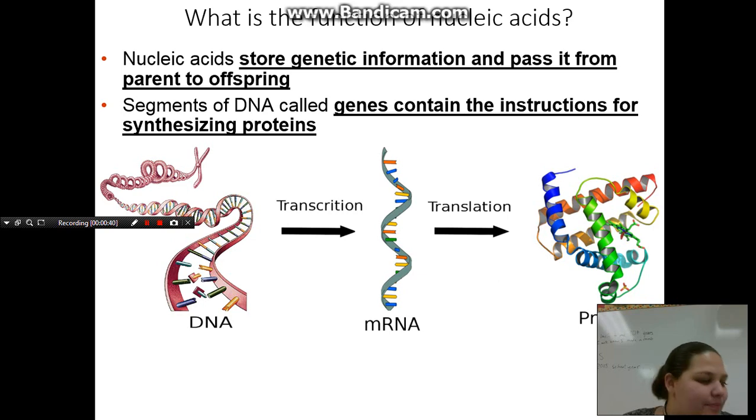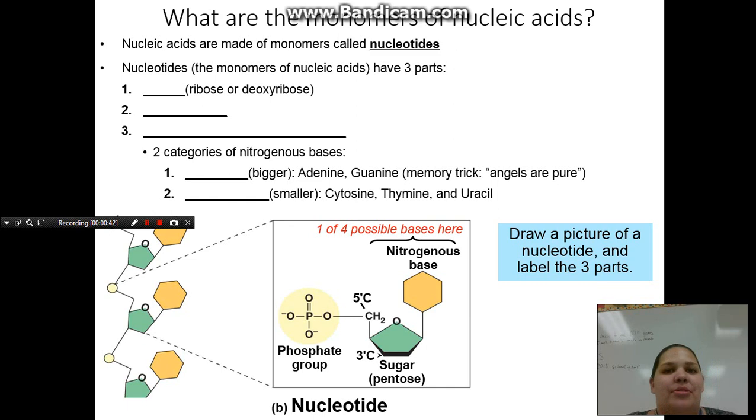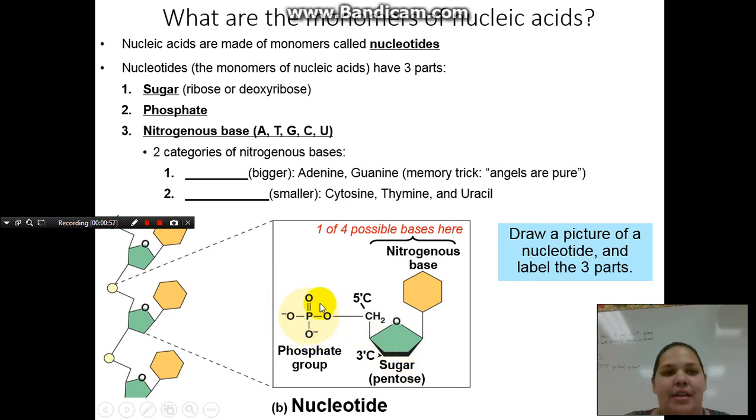Okay, moving on. What are the monomers of nucleic acid? So nucleic acids are made of monomers called nucleotides. Nucleotides have three parts. They have a sugar part over here. They have a phosphate, which is this entire group right here. And they also have a nitrogenous base.